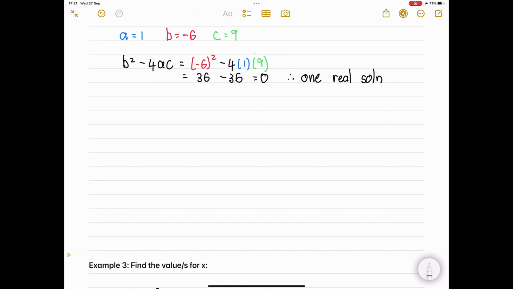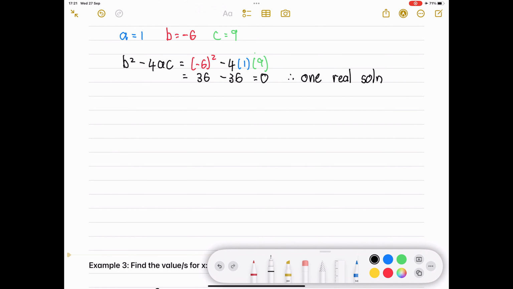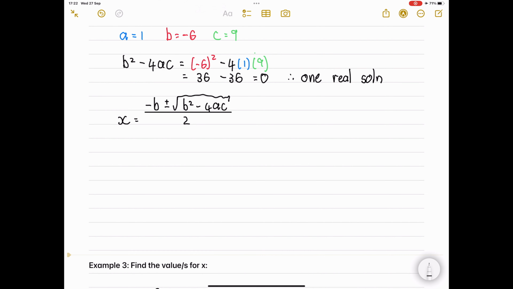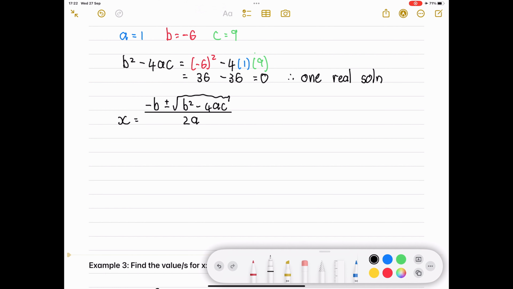Now, if you want to use the quadratic formula to calculate it, it will be as follows. Let me just write out the quadratic formula. There you have your quadratic formula. And what you do now is you substitute all of your values in. But remember, because you only have one real solution, it doesn't matter if you do plus or minus, because you will get the same answer. So I'm just going to use plus, and I'm going to substitute the values in.